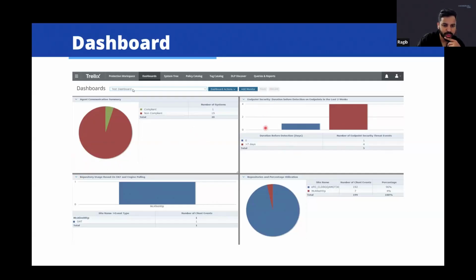And then we have the endpoint security section. This is particularly important. It is tracking how long the threats have existed on your network before being detected, right? In this case, you can see some threats went undetected for over 7 days, which is concerning because there's plenty of time for damage to occur, right? Then we have the repository usage at the bottom. It shows that we have 199 security events, with 96% of them coming from a single source, right? This gives you visibility and helps you understand where your threats are coming from.